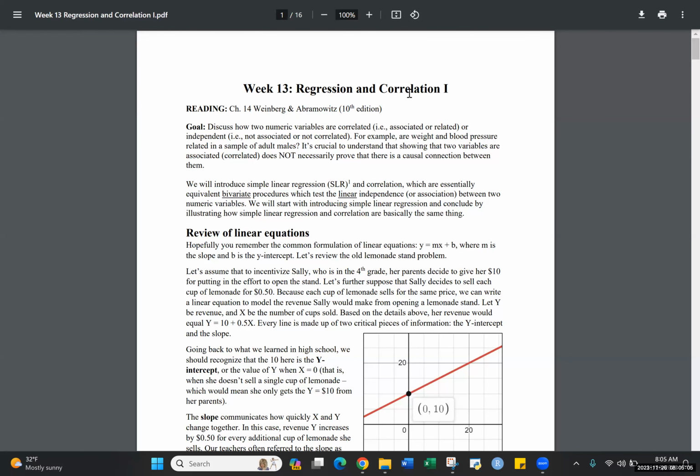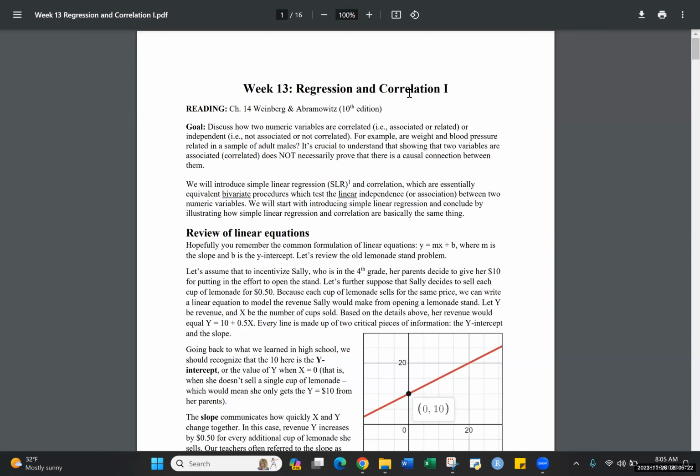Hey everyone, welcome back to this week where we're going to be learning about linear regression and correlation. And this week and next week, our lectures will go together. So this is kind of like a step one into this topic. Next week, we'll be looking at a step two, where we really will focus more on hypothesis testing.